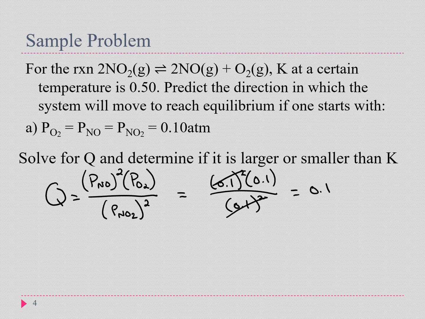Well, 0.1 is less than 0.5, so Q is less than K, so the reaction will proceed to the right.